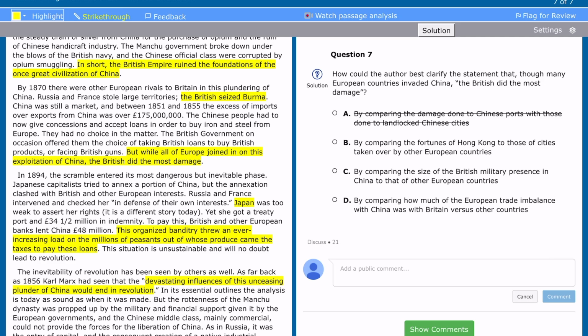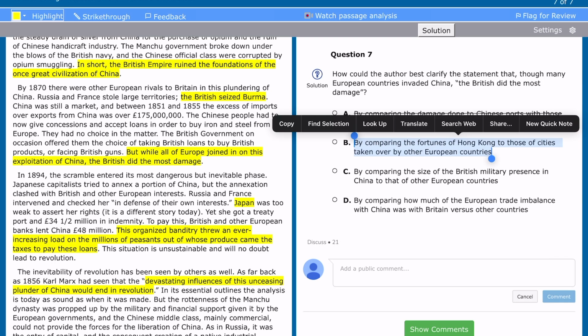B, by comparing the fortunes of Hong Kong to those of cities taken over by the other European countries. Again, this is interesting, but one, we're not told the other cities taken by other European countries, besides just in passing and vaguely, so we don't know those cities. The author has chosen not to bring up those cities, so they must not be as important as a comparison tool.